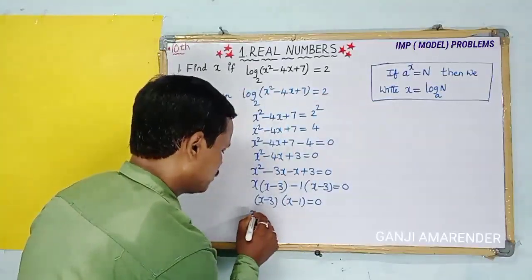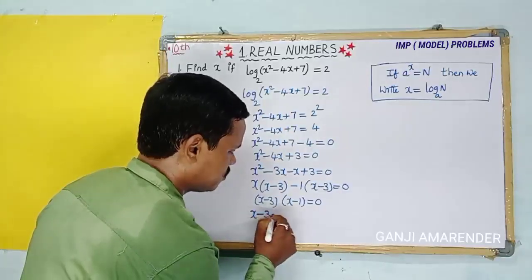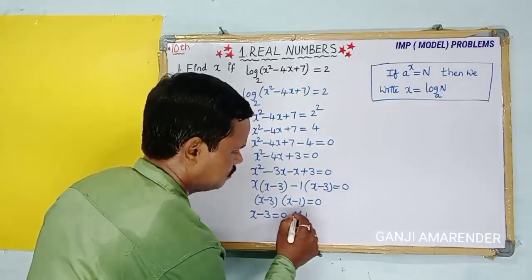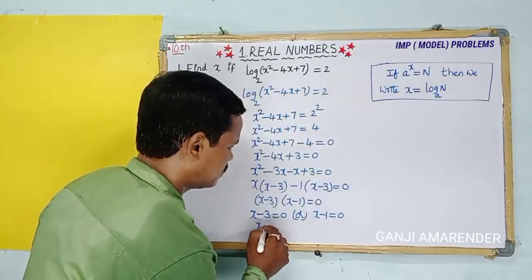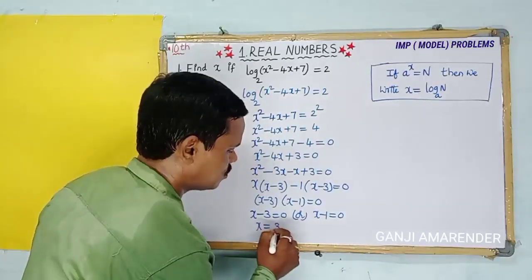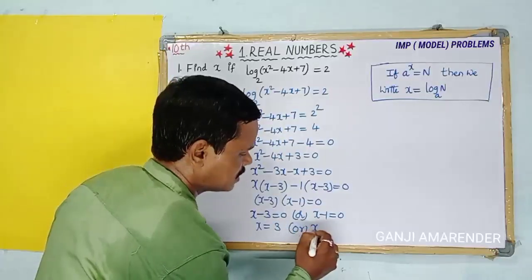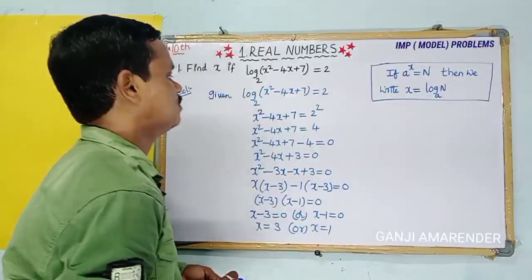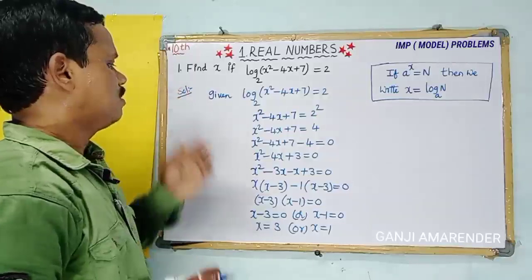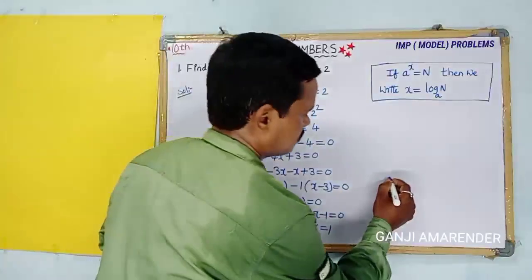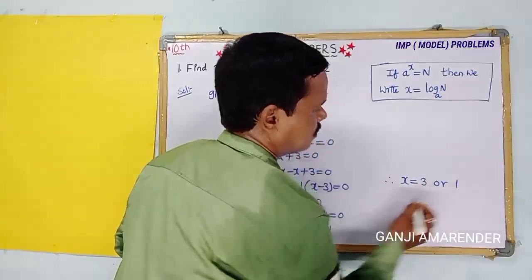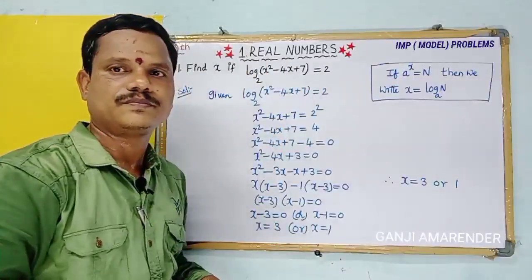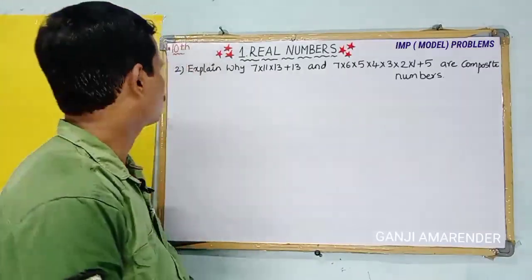Now product of two terms is equal to 0 means either first term is equal to 0 or second term is equal to 0. From x minus 3 is equal to 0, x is equal to 3, or x is equal to 1. Therefore x value is 3 or 1.